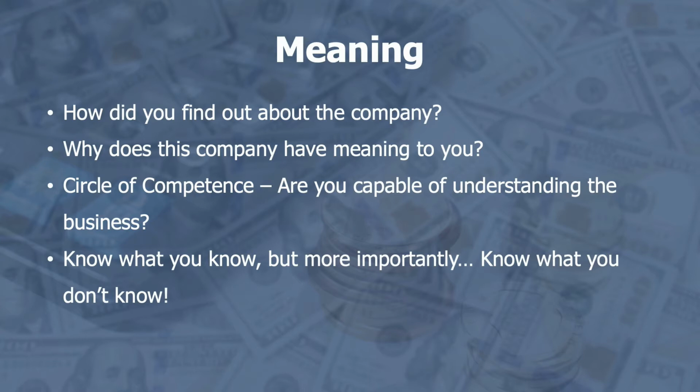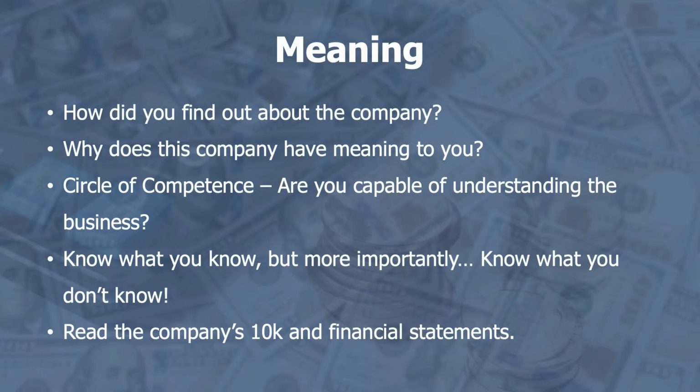And to really get a proper understanding, you need to read the company's 10K, which is a filing that's released on an annual basis in the US, or the equivalent in any other markets. And also look at the financial statements. So this is the income statement, the balance sheet, and the cash flow statement. That's where we start to go a bit deeper into the research of the company. If the company doesn't have meaning, you don't need to go any further with your research, because you're not going to be interested in spending time doing a lot of research on a company that has no interest to you.